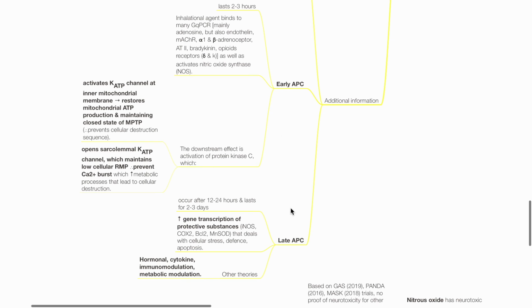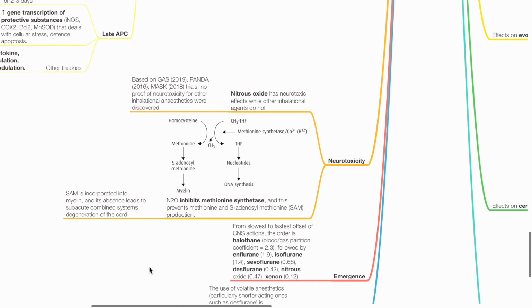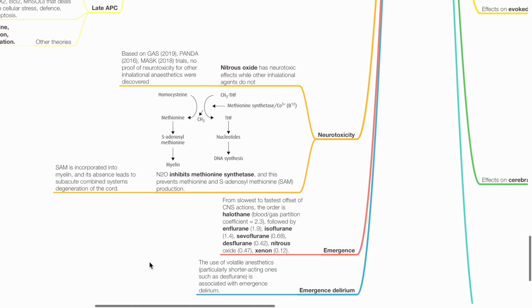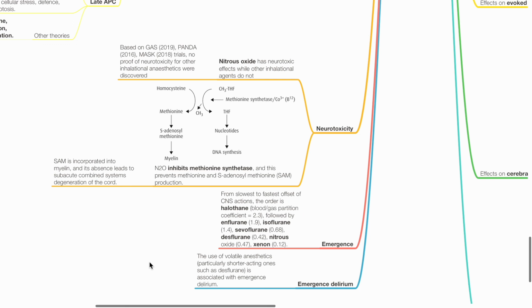During late APC, which occurs after 12 to 24 hours and lasts for 2 to 3 days, there is increased gene transcription of protective substances such as iNOS, COX-2, BCL2, and MnSOD that deal with cellular stress, defense, and apoptosis. Neurotoxicity. Nitrous oxide has neurotoxic effects while other inhalational agents do not. Nitrous oxide inhibits methionine synthetase, and this prevents methionine and SAM production. SAM is incorporated into myelin, and its absence leads to subacute combined degeneration of the cord.